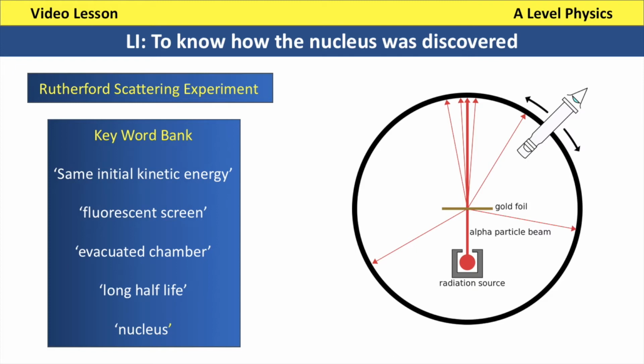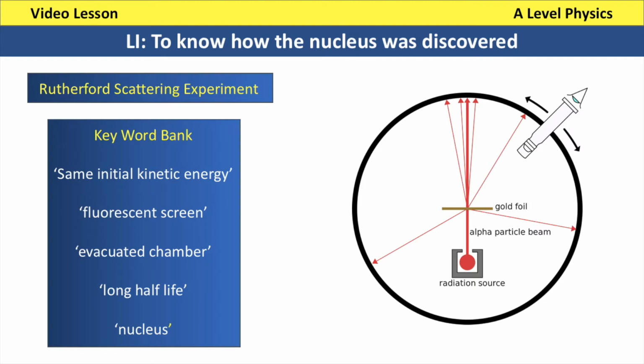Obviously, this experiment needs to be done in an evacuated chamber, otherwise known as a vacuum, and that is to make sure that the alpha particles didn't get stopped or absorbed by air molecules. You might remember from GCSE physics, of course, that alpha particles have a very short range in air, but obviously in a vacuum they'd be able to travel much further.